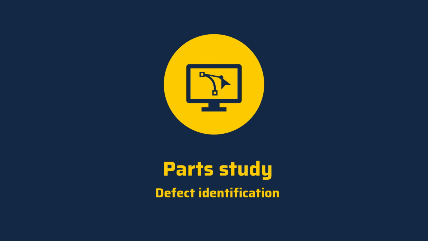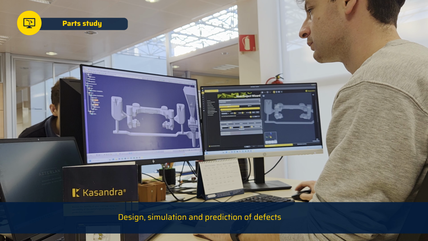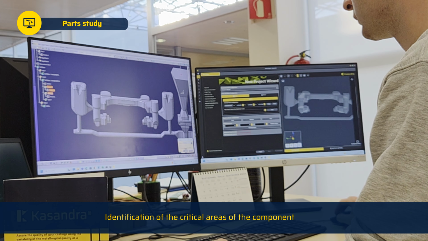Stage 1. Part analysis. Preliminary engineering work, using conventional design and simulation tools, identifies critical areas of the part and potential associated defects.